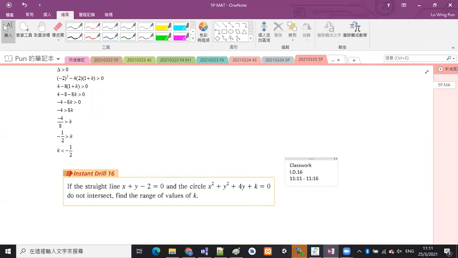Okay, so please try to do the instant drill number 16. This is exactly the same, but not exactly. Okay, but the steps will be exactly the same. There's one keyword that is not the same. But can you try to do it first?